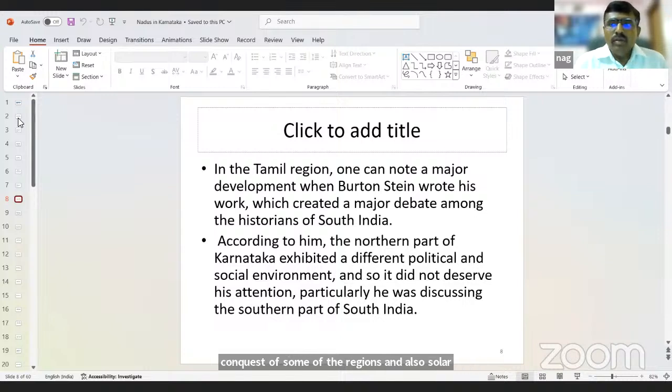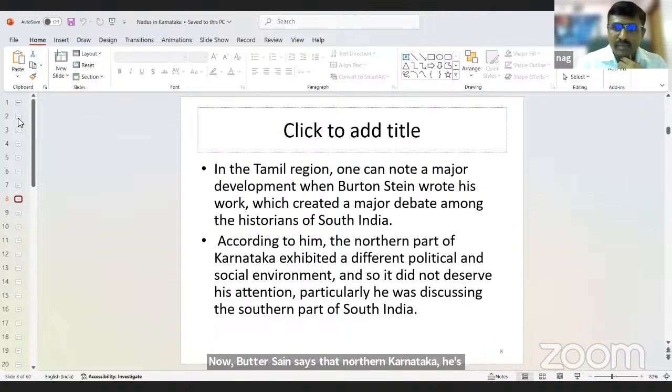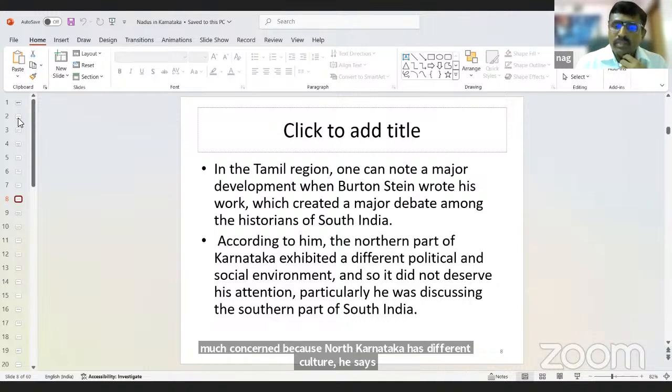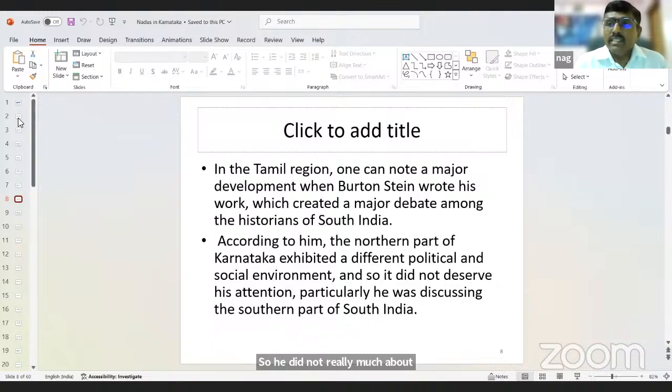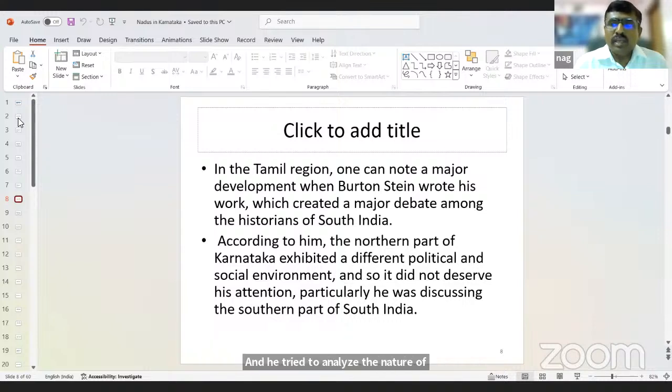Now, Buttenstein says he is not much concerned with northern Karnataka, because northern Karnataka has a different culture, he says. So he did not study much of northern Karnataka, but southern Karnataka, yes. The Hoysala period, the Hoysalas, the Gangas, he tried to study. He tried to analyze the nature of Nadus in South India, and also in Karnataka. So we find some important contribution made by Buttenstein.